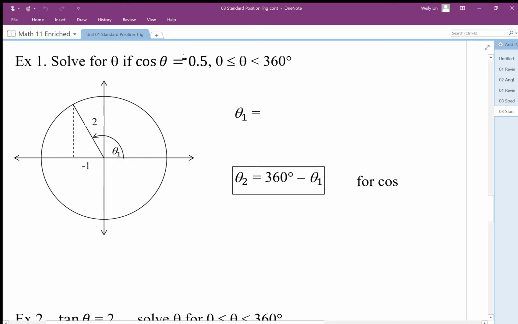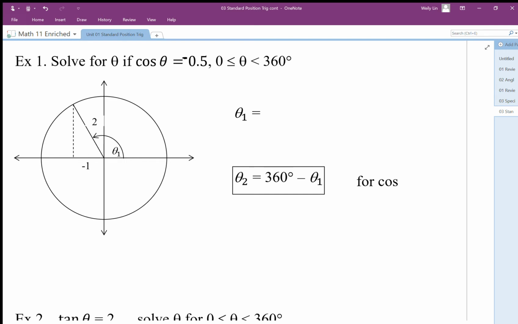This should be negative 0.5 here. Rewrite that, so it's going to be negative 0.5. And we have this angle here. This happens to be a special triangle. But even if we put it into our calculator, and again, I want you to try this on your calculator. Make sure your calculator is working.